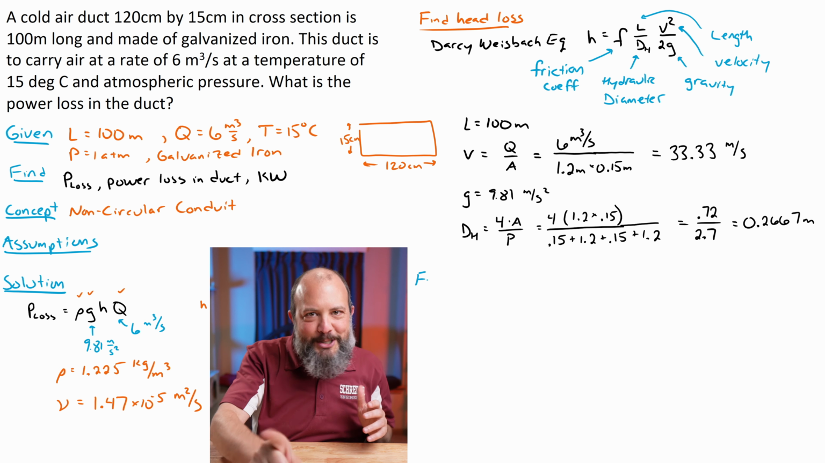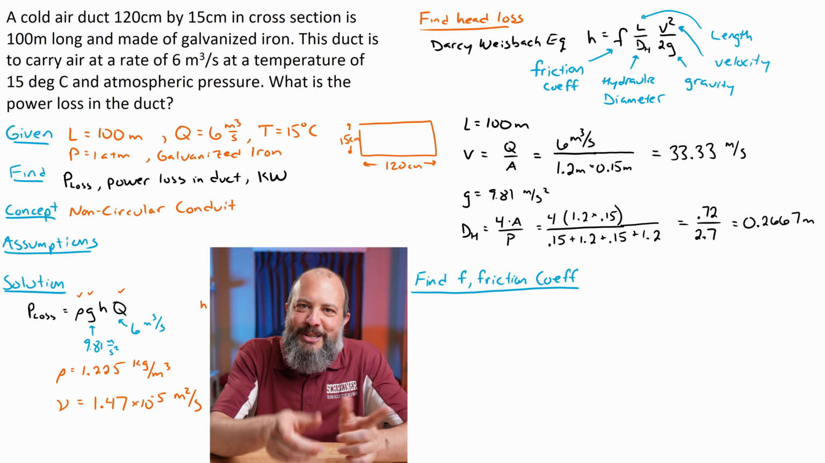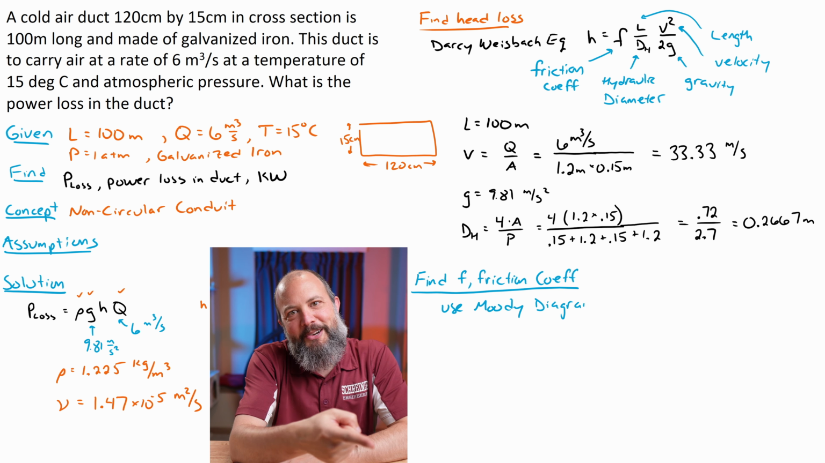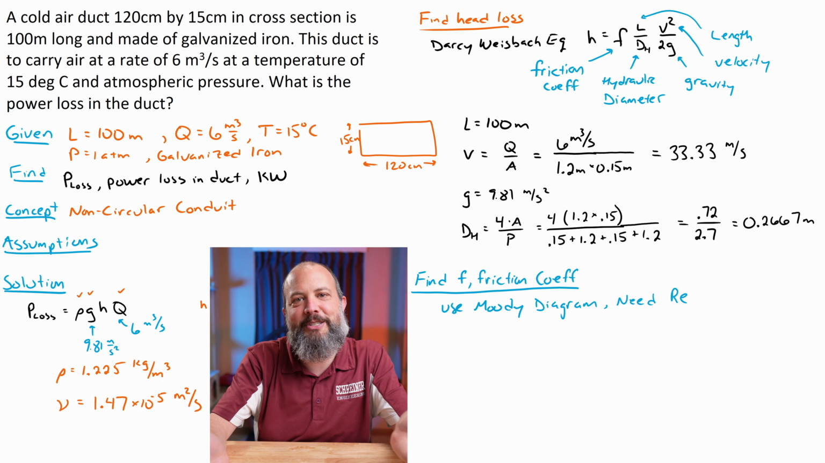Just need to find the friction coefficient and plug that in, and then we'll be able to get head loss, and then we'll be done. But using the Moody diagram to find the friction coefficient, we're going to need two other things: the Reynolds number, and then also that sort of smoothness thing, right? That takes into account what material it's made out of.